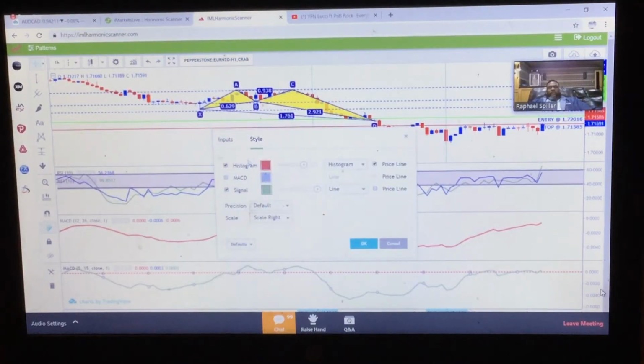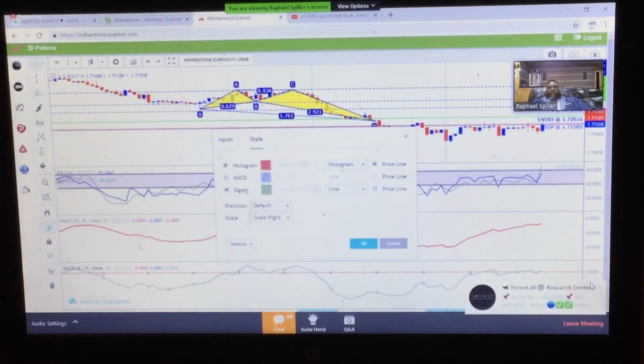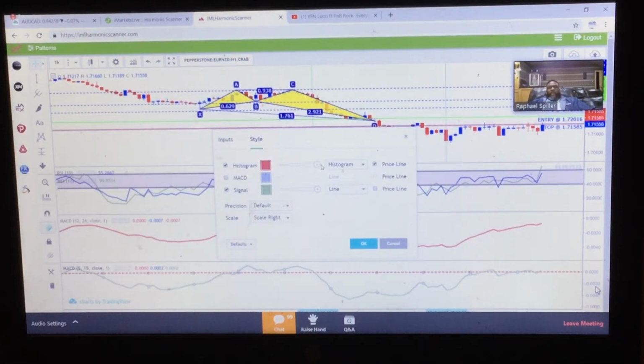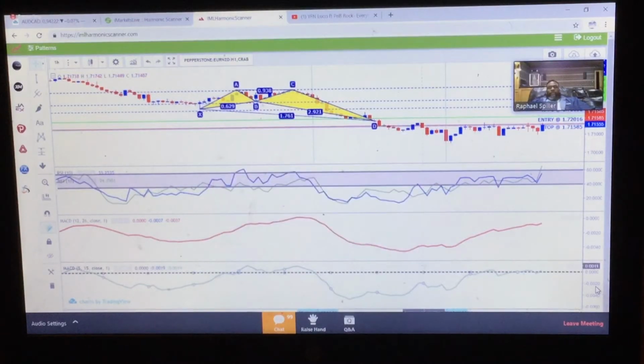Your style: make sure the histogram is checked, and you want to check the price line. Uncheck MACD, check signal, turn it green, and turn this all the way up. You can even turn this to black if you want, it doesn't matter. Then you're going to click OK.